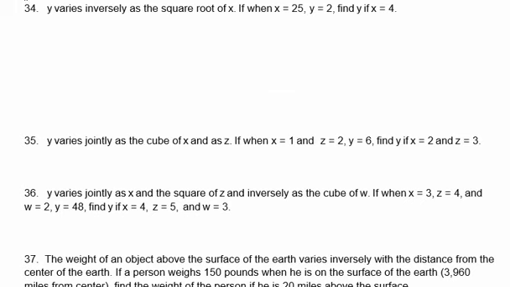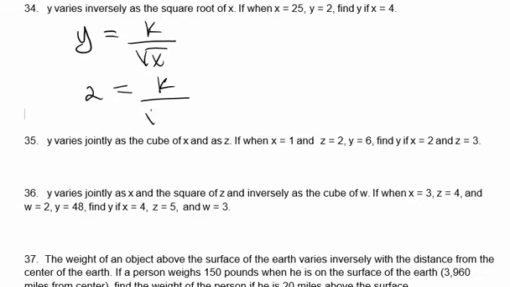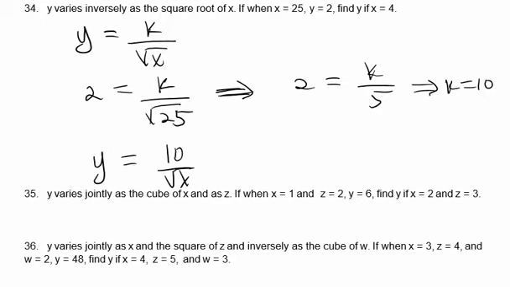Number 34, if we're given a problem involving inverse variation, we're going to write our equation of this form. Y equals, it says it varies inversely as the square root of x, so k divided by the square root of x. When x is 25, y is 2. So 2 equals k over the square root of 25. And we'll solve this equation to find k, that constant of variation. So 2 equals k over 5, and 2 times 5 is 10. So k is 10.